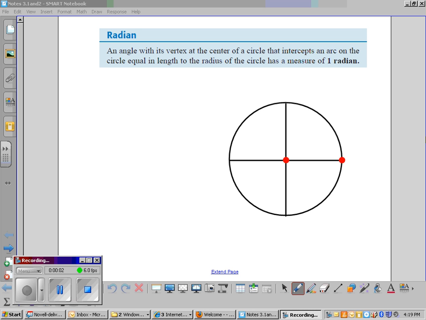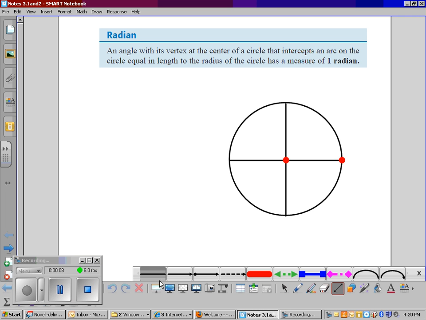Up to this point, all of our angles have been measured in degrees, but there is a radian measure out there that we're going to use quite a bit in this class, and we'll talk about the advantages of that later.